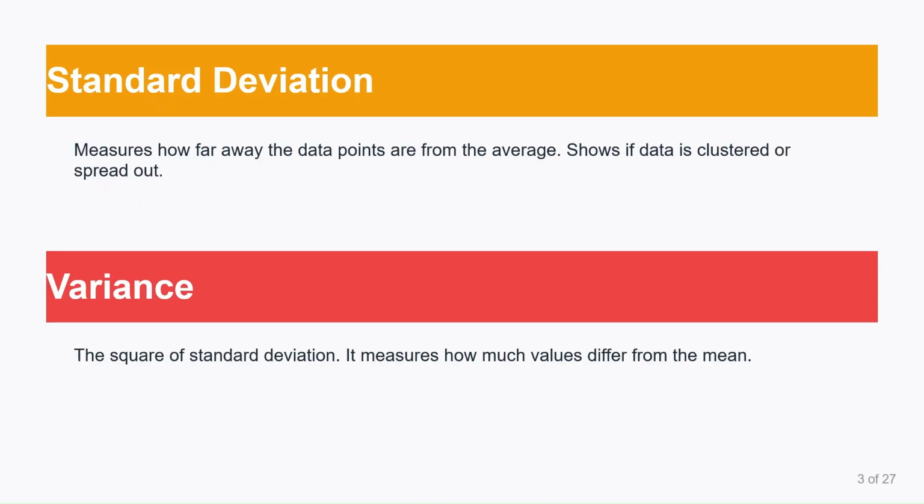Picture two classes with the same average of 75. Class A scored 70 to 80. Class B scored 40 to 100. Same mean, very different standard deviations. Focus on the concept before the formula.